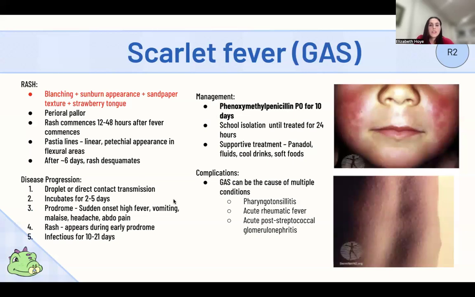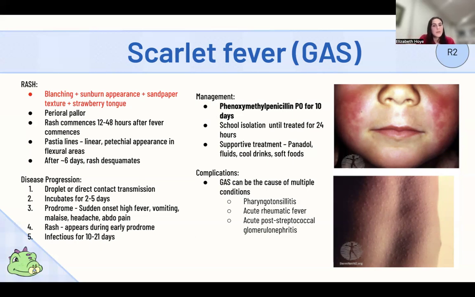This next one is scarlet fever, so caused by group A strep. And it's described as a blanching sunburn appearance with a sandpaper texture rash, which you can see in that bottom photo, and also a strawberry tongue. So the rash actually spares the area around the mouth, so that's referred to as perioral pallor. And usually the fever starts, and then half a day to 2 days later, the rash will come.